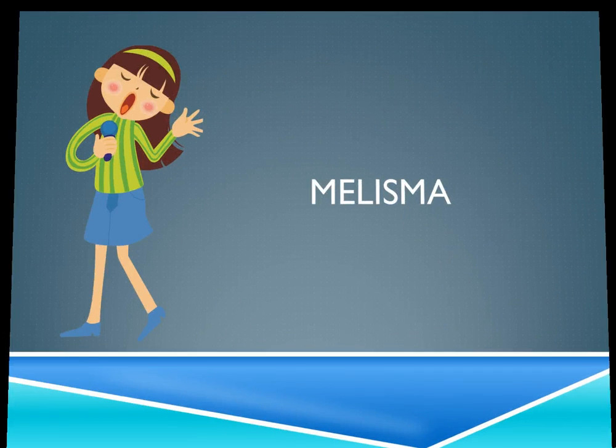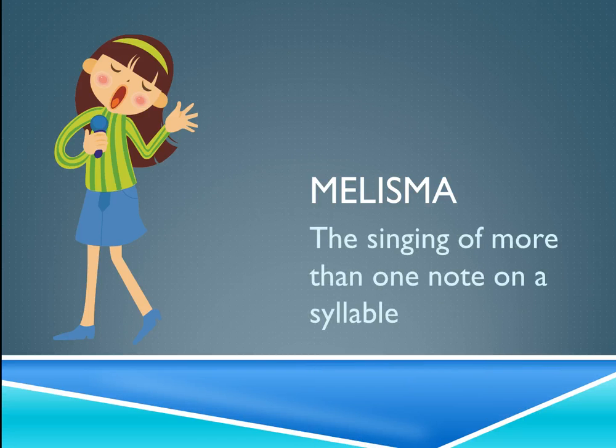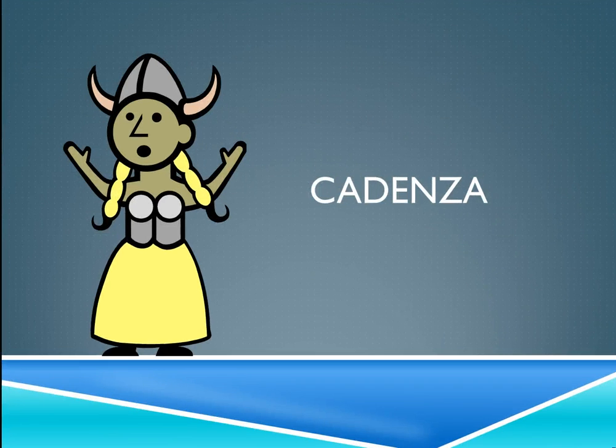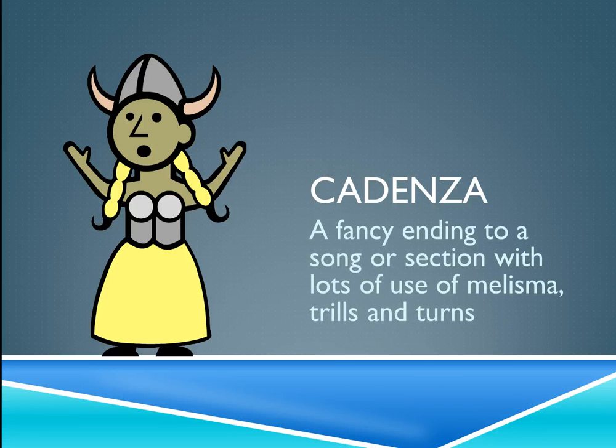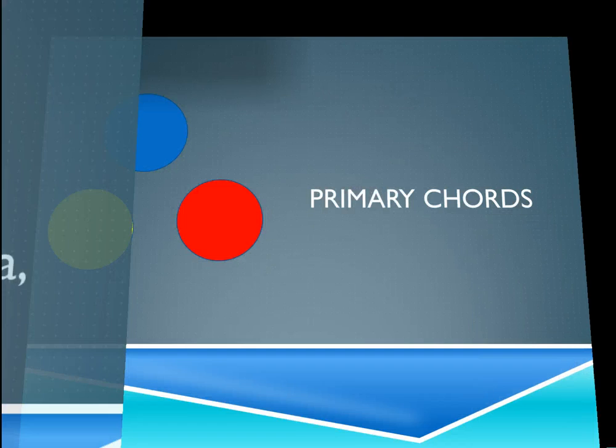They're strange. Melisma is the singing of more than one note on a syllable. Born to be wild. That wild is melisma. A cadenza is a fancy ending to a song or section with lots of use of melisma, trills and turns. Okay, so usually used in opera.